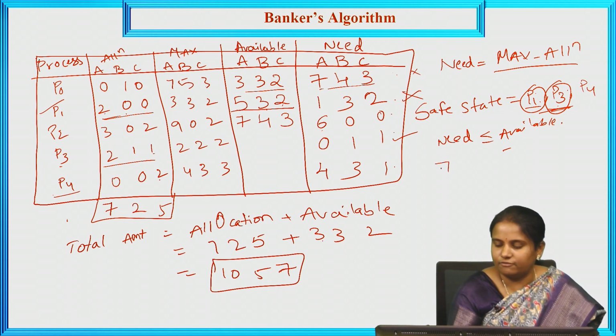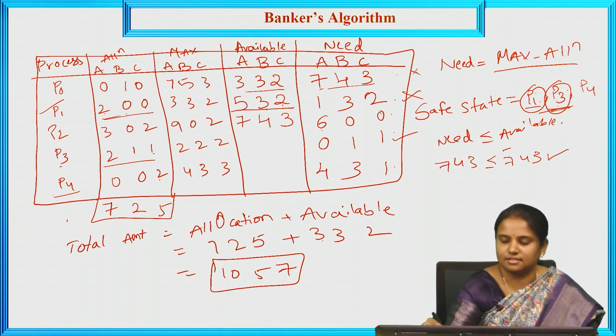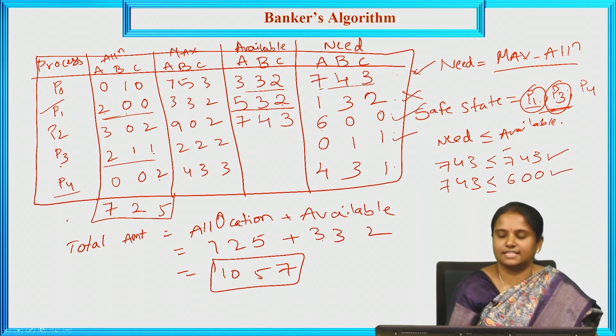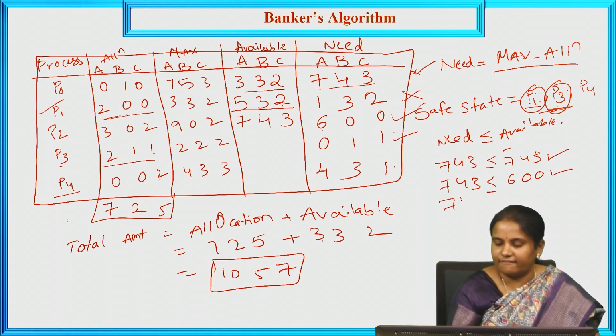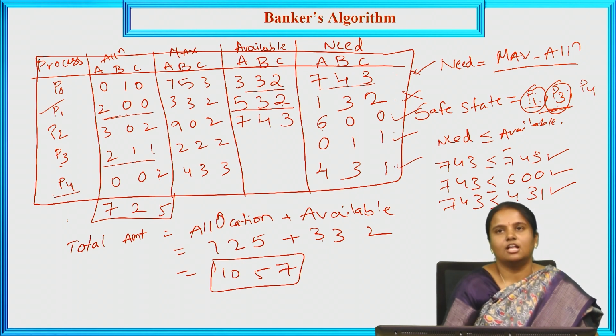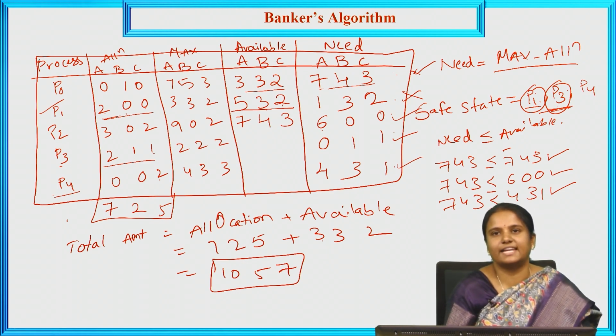So 743 is less than or equals to 743. So now our condition satisfies. So P0 is coming under safe state. Next, 743 is less than or equals to 600. Yes, this condition is also satisfying. Next, 743 is less than or equals to 431. So this also comes under safe state. So now all the conditions are satisfied here. So now we can write our safe state.